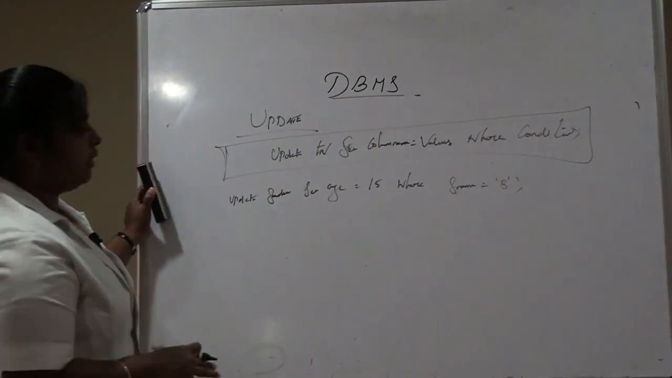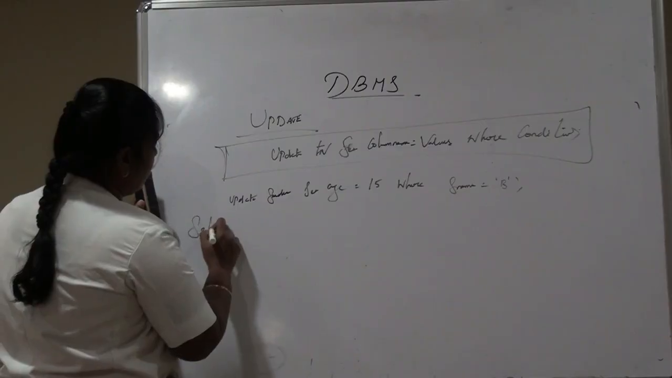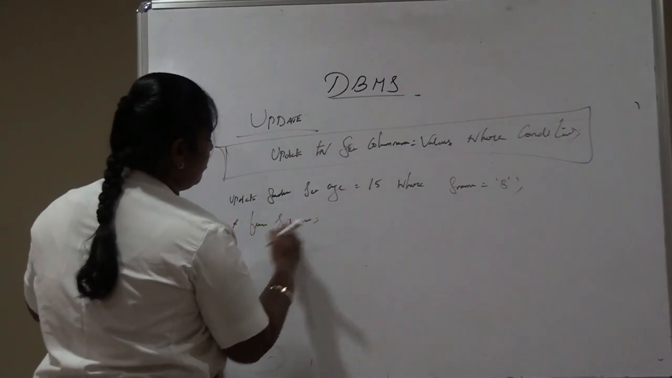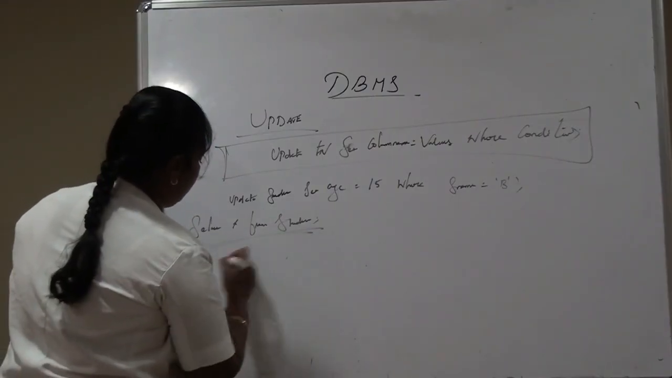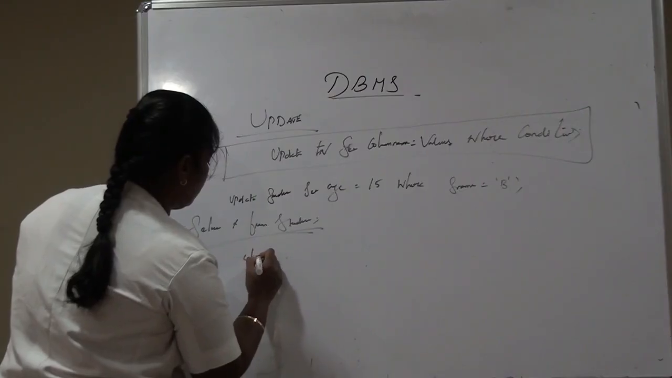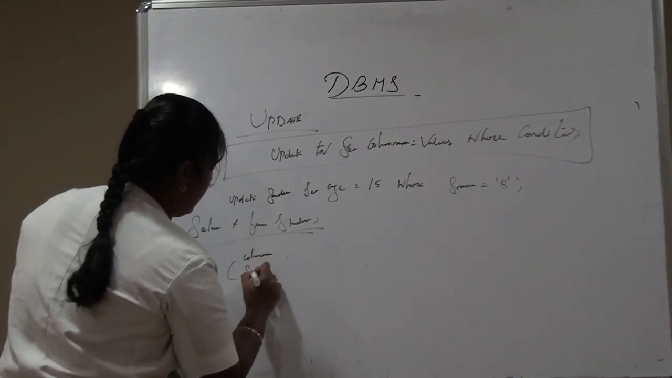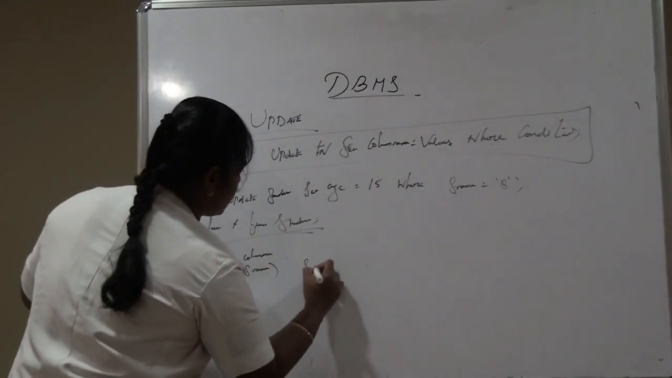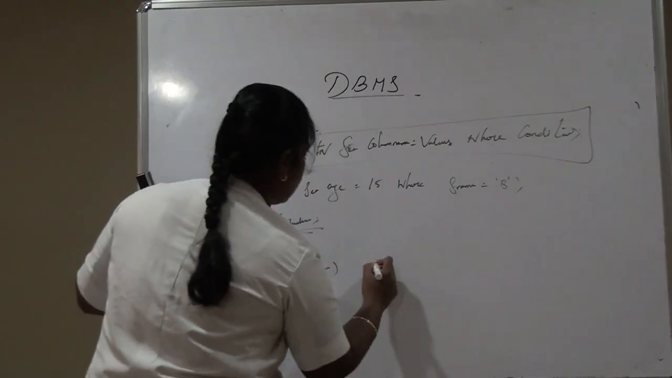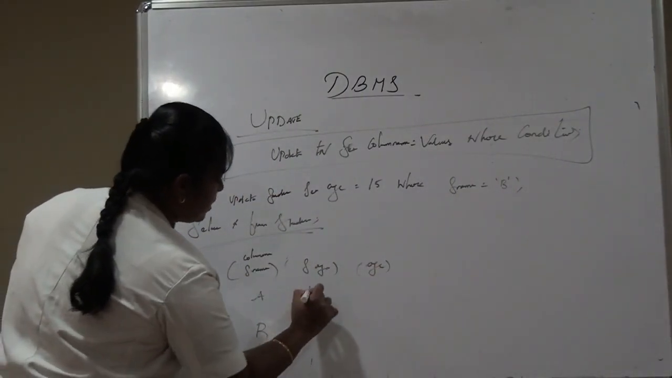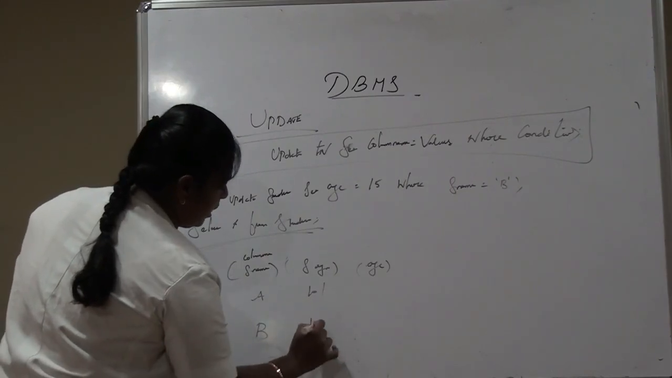How will it be inserted? Select star from table name. Here the output will be as follows: the column name, S name, register number, age. S name A, S name B, register number A 101, register number B 102.